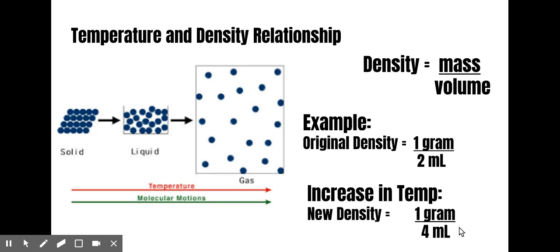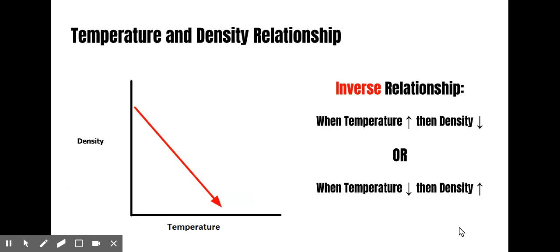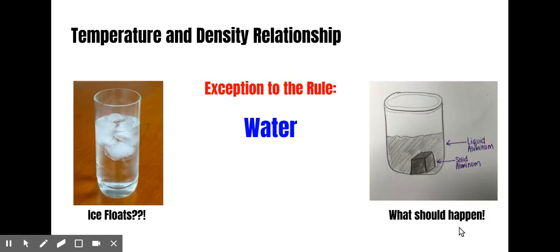So what we can do here is we can take a look at the graph. The graph is now an inverse relationship, so we're going to see a negative slope, because when temperature increases, the density decreases, and vice versa. When the temperature decreases, the density will increase. And what we can do is we can look at different examples, but let's take a look first at the exception to the rule.